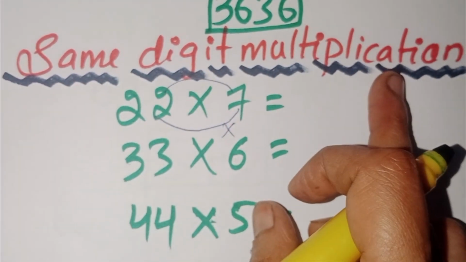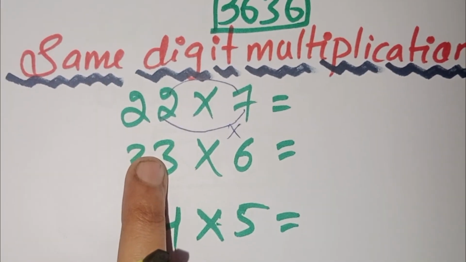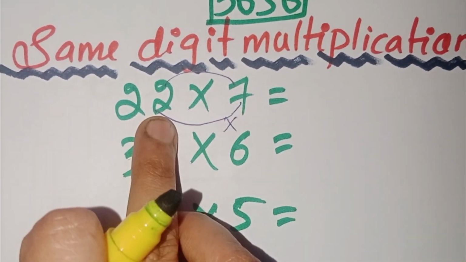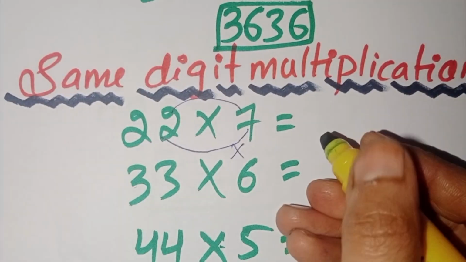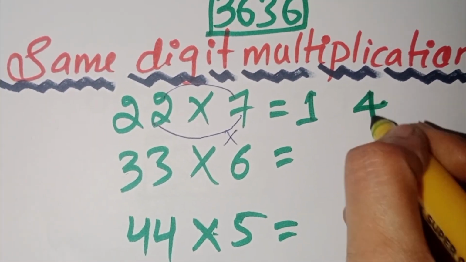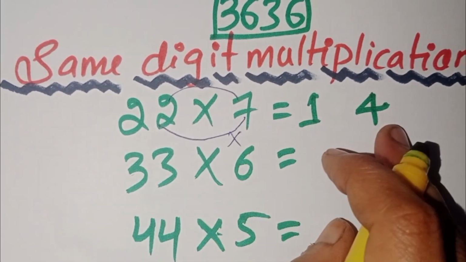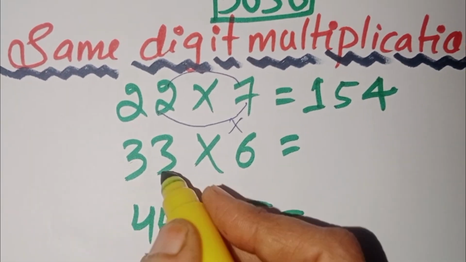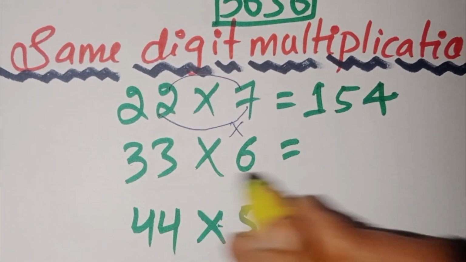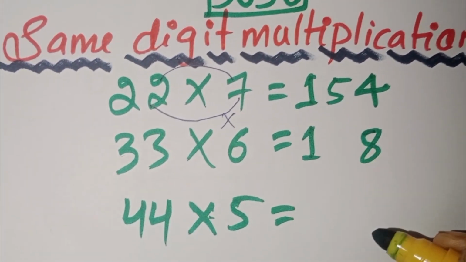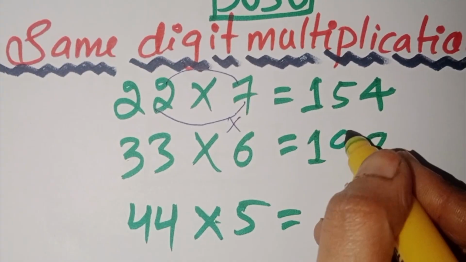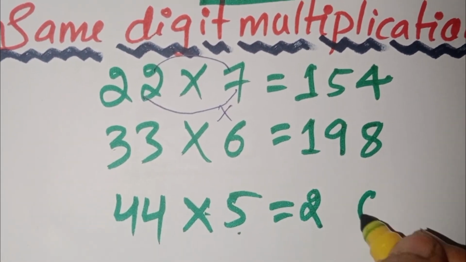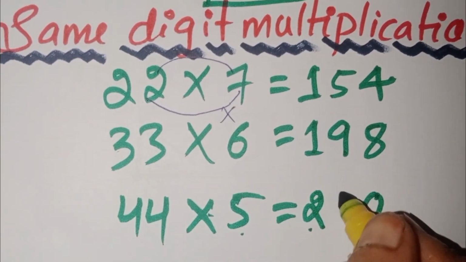Same digit multiplication. First, multiply the units digit. 2 sevens are 14. 1 here, 4 here. Now add these two numbers. 1 plus 4, 5. 6 threes are 18. 1 here, 8 here. 8 plus 1, 9. 4 fives are 20. 2, 0. 2 plus 0, 2.